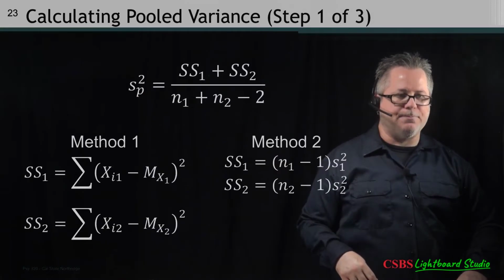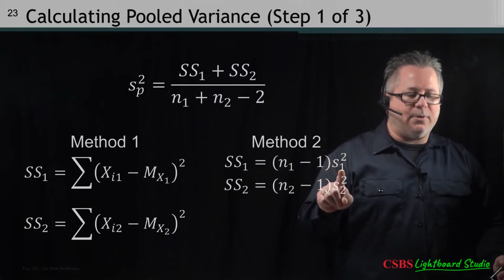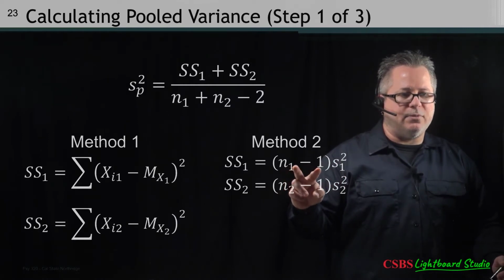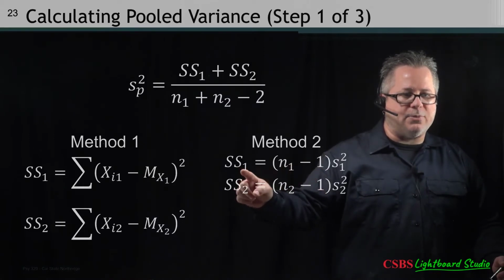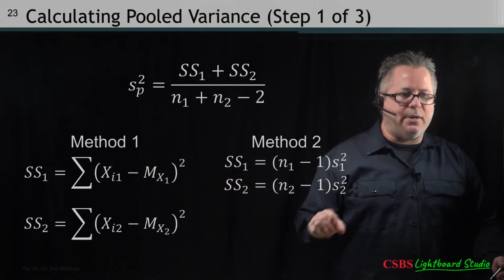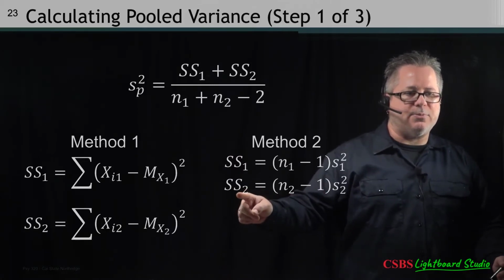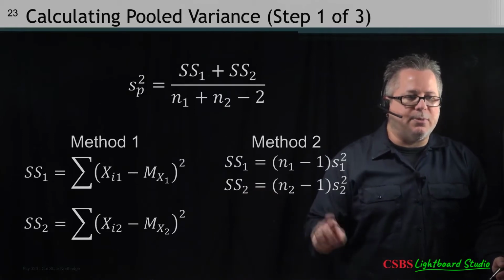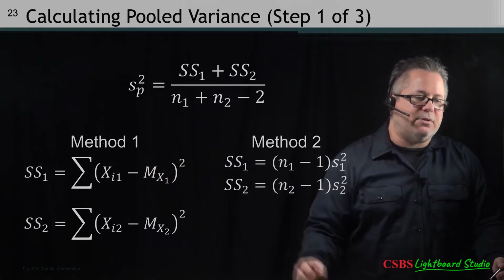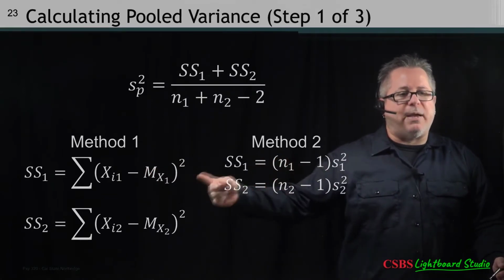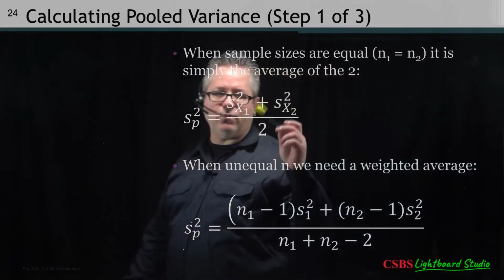So that's all I'm doing here: I take my variance for x1 and multiply it by the degrees of freedom for x1, and that converts it back to a sum of squares for x1. I can take my variance for x2, multiply by its degrees of freedom, and convert it back to a sum of squares for x2. This is much easier than going through all of this each time to get a sum of squares. I can just work my way back from the degrees of freedom.